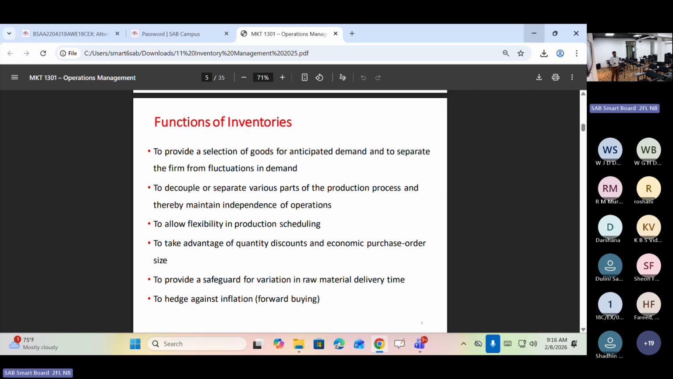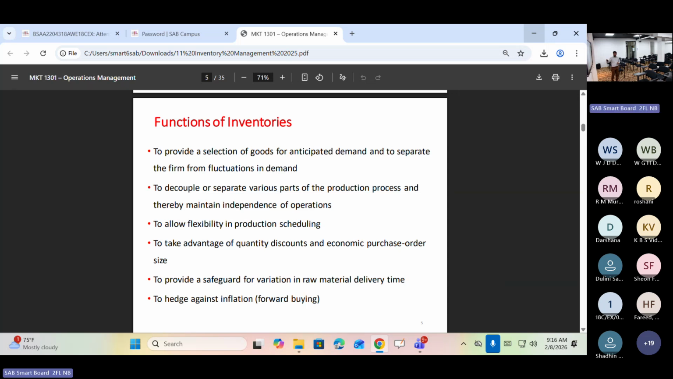If you don't have raw material inventories to start the production, and if there is a delay from manufacturers or the supplier side, you'll have to stop the production. To avoid such issues, companies maintain inventories. That is another function of inventories, to provide a safeguard for any supply chain inefficiencies, such as delivery delays or logistical problems.